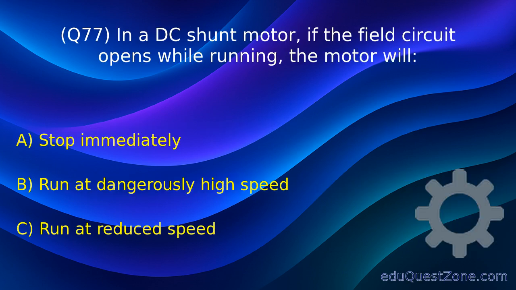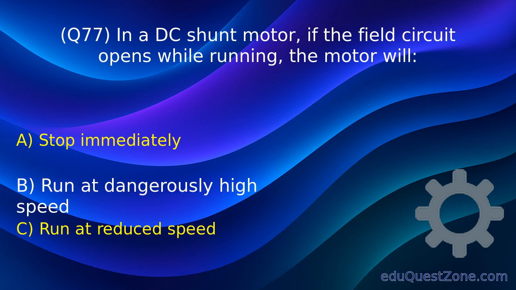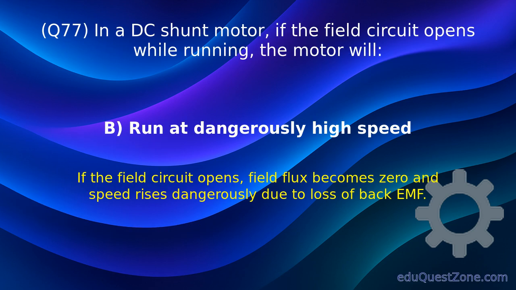Question 77. In a DC shunt motor, if the field circuit opens while running, the motor will. The correct answer is B, run at dangerously high speed. When the field circuit opens, speed increases dangerously due to loss of back EMF.